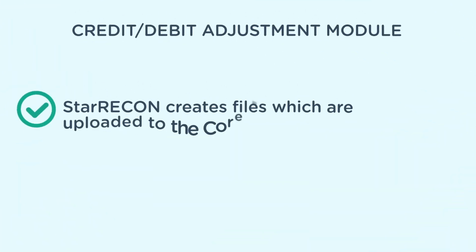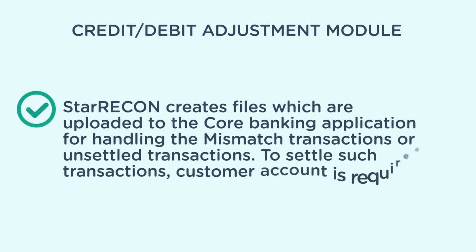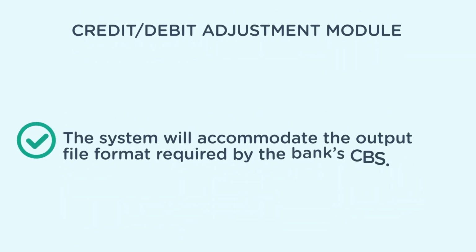Next, credit, debit adjustment module. StarRECon creates files which are uploaded to the core banking application for handling the mismatch transactions. To settle such transactions, the customer account is required to be debited or credited. The system will accommodate the output file format required by the bank's CBS.